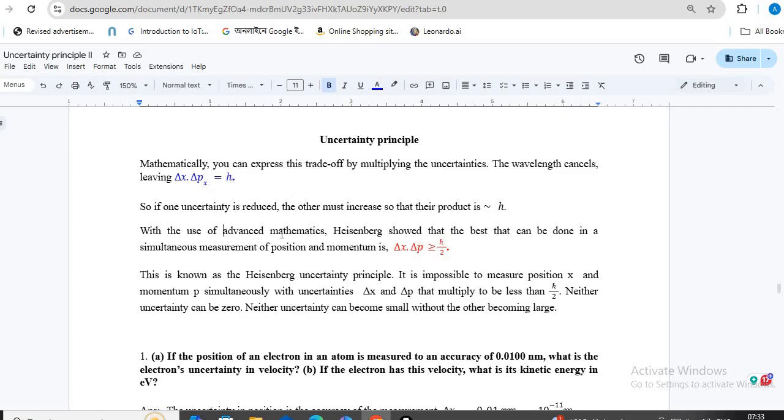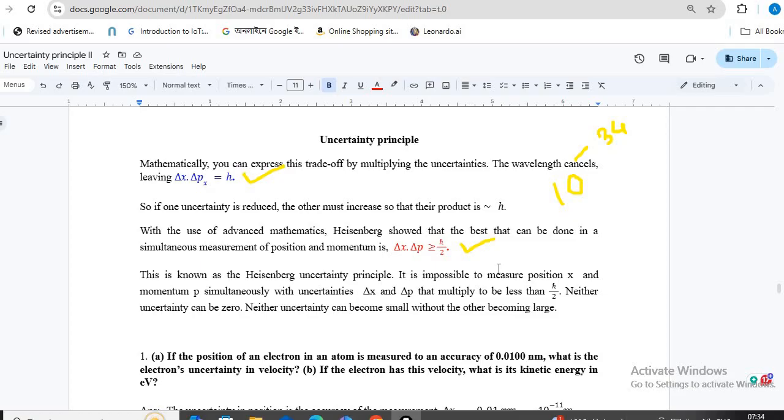But for advanced mathematics it shows that del x, del px is greater than or equal to h cross by 2. Actually h is the Planck's constant, in the order of 10 to the power minus 34. Now if you divide it by 2 pi, that order will not differ that much. So for simplicity we can use either this formula, or if you want you can use this particular relation for solving the numerical problems.